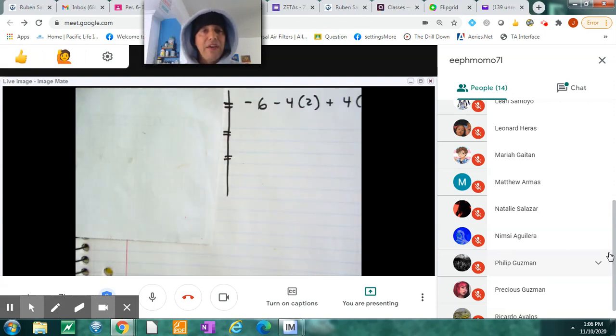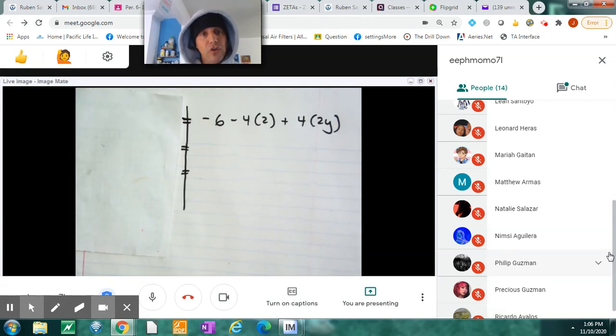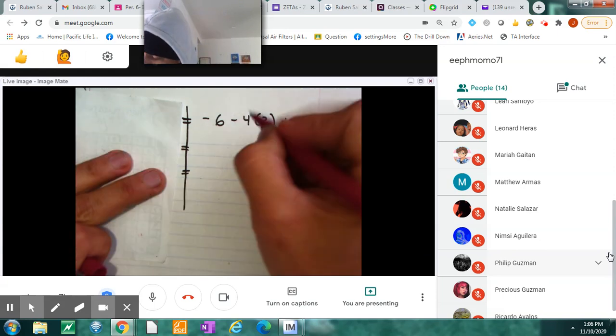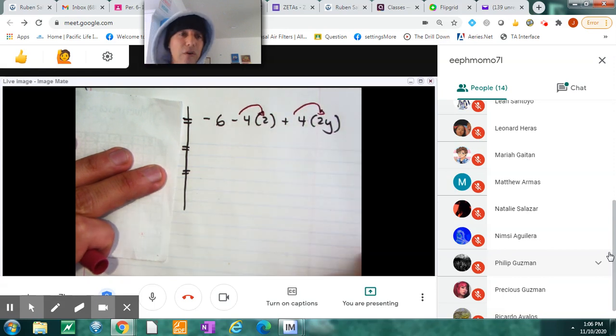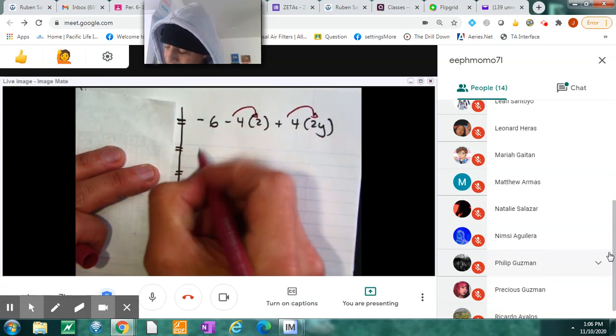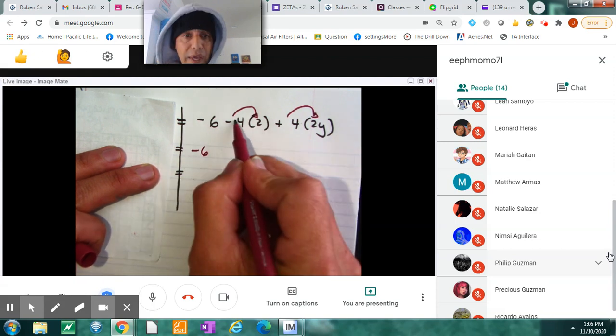Now we got some multiplications here. We don't got distributive proper. Well, we do. We just got little ones, right? So we got the negative 4 times the 2. And then we got this one times this one. So we got the little distributive property. But then negative 6 stays there. So what do we get here?